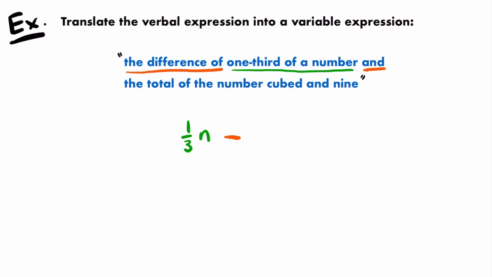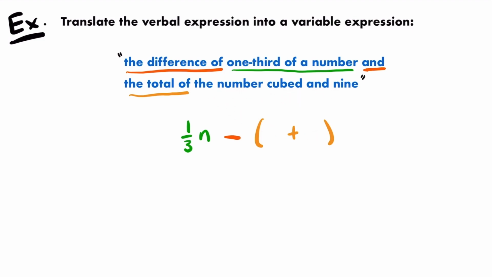So now we have another operation. We're taking the difference of this value and the total of. The total of refers to addition. So we're not just subtracting a single value, we're subtracting the addition of two values. So I'm going to put in some parentheses here. Specifically, we have the addition of the number cubed and 9.